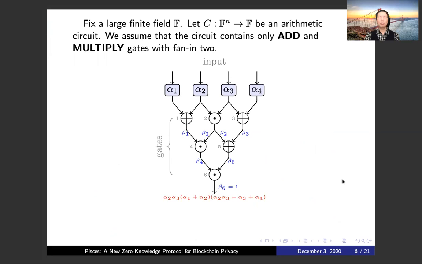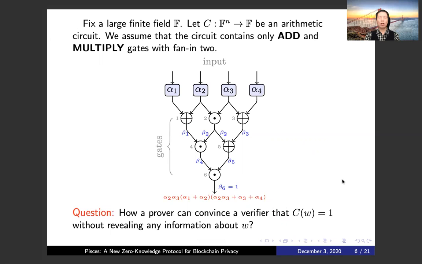This is an example of a small piece of circuit. In this circuit, we have 4 inputs and 6 gates, 3 addition gates and 3 multiply gates. The question is how a prover can convince a verifier C(W) equals 1 without revealing any information about W. The W is all the private intermediate values. It's called a witness.